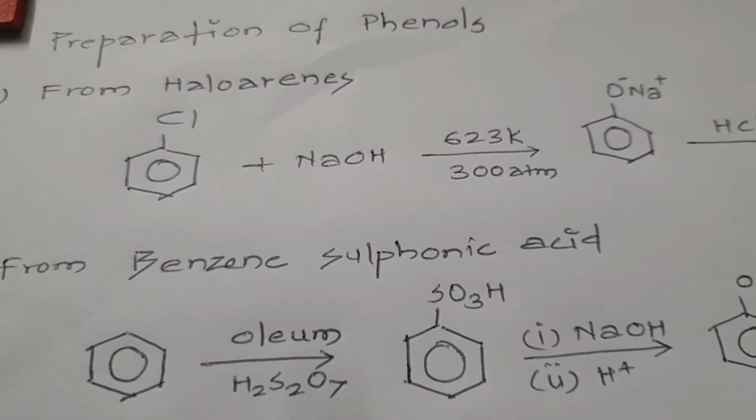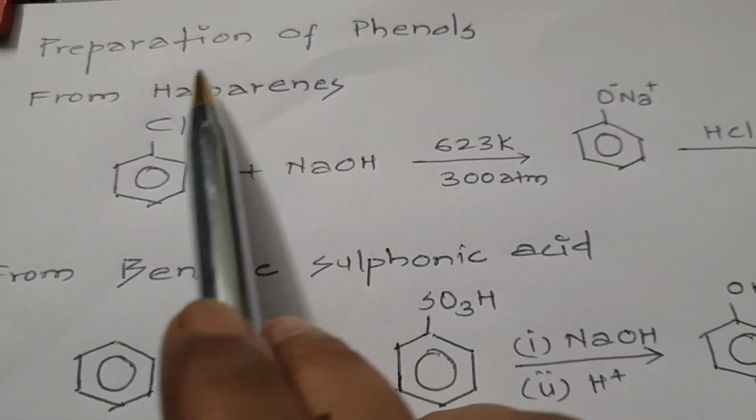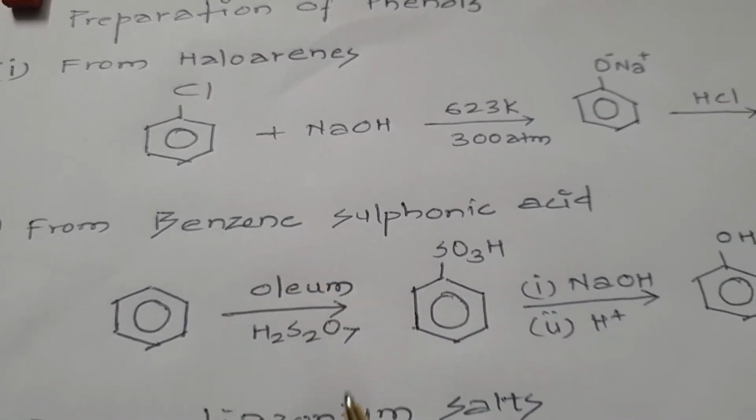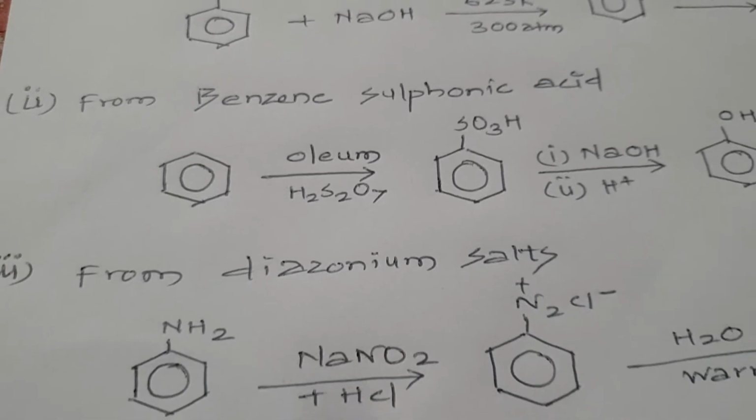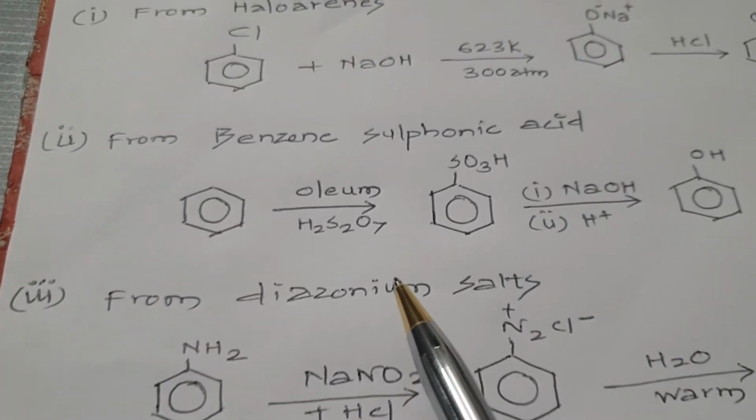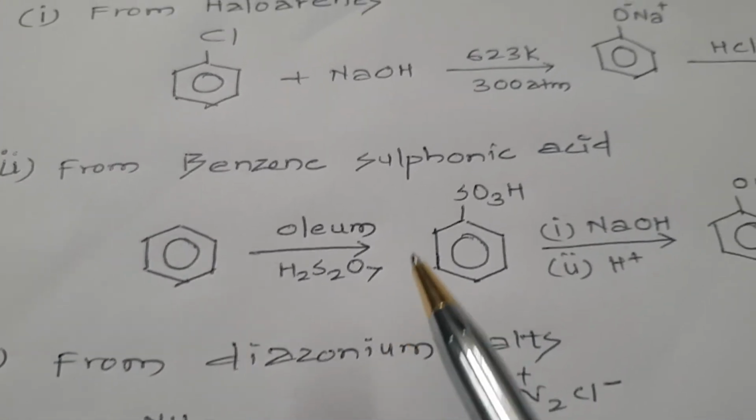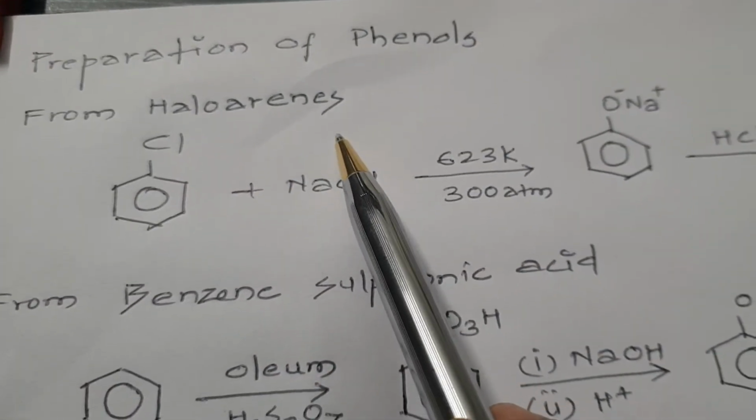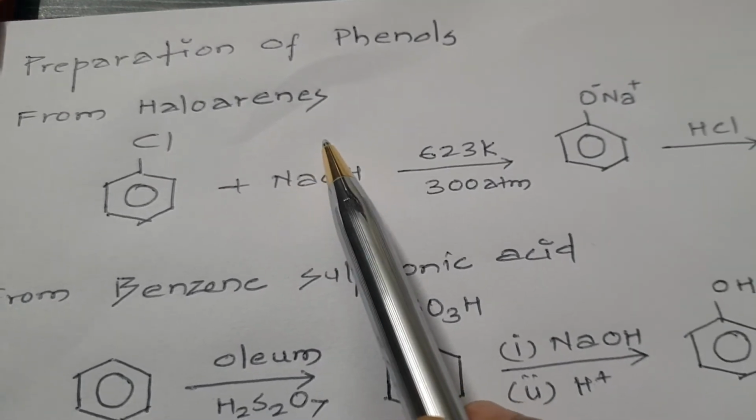Let us now study preparation of phenols. We are going to study 4 different methods from which phenol can be obtained. That is from cumene, from diazonium salts, benzene sulfonic acid and from haloarenes. Let us start with haloarenes.